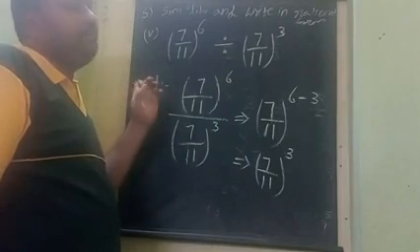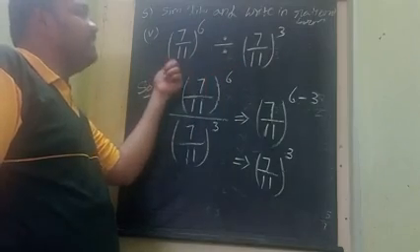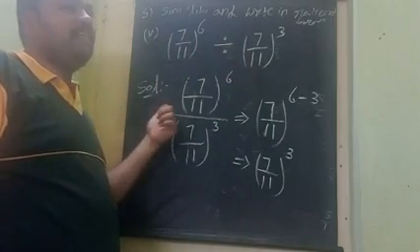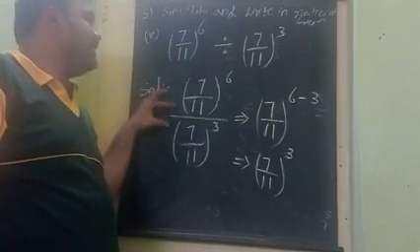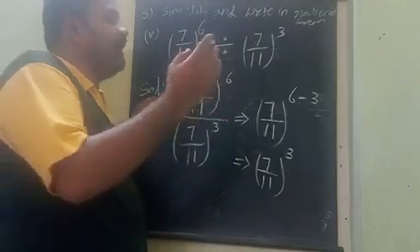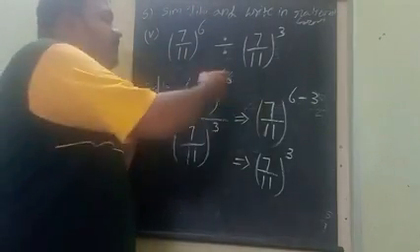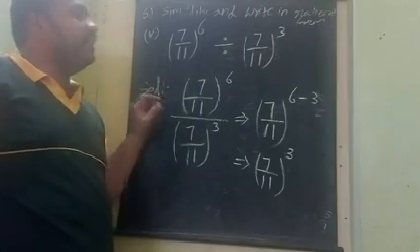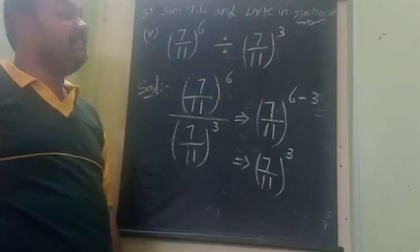In the previous sums the bases are not same, but in this question the bases are same. What is the base? 7 by 11, 7 by 11. If bases are same, we have to apply the rule of the formula. What is the rule? Bases are same under division, powers we have to subtract. Before subtraction, check the powers: where is the highest power, in the numerator or in the denominator? The highest power is in the numerator, so subtract the powers. That is 6 minus 3 is equal to 3.